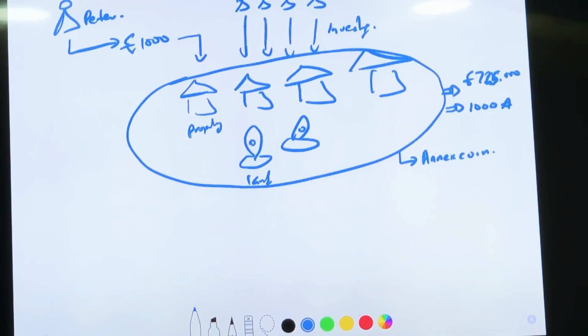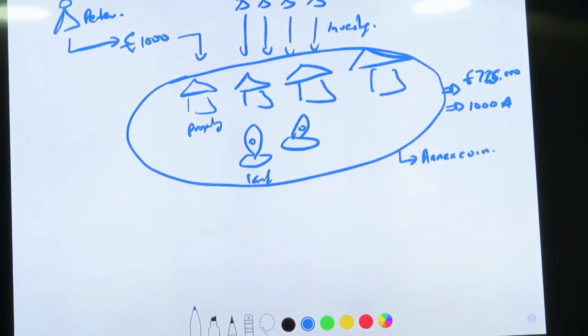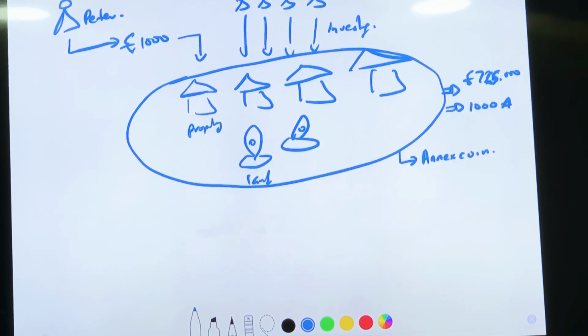Which means that if everybody invested equally, everyone would have 725 annex coins. One annex coin will be equal to £725. So that is the valuation of one annex coin. Okay, because it is based on real estate, so it's not speculative. It is the value here.